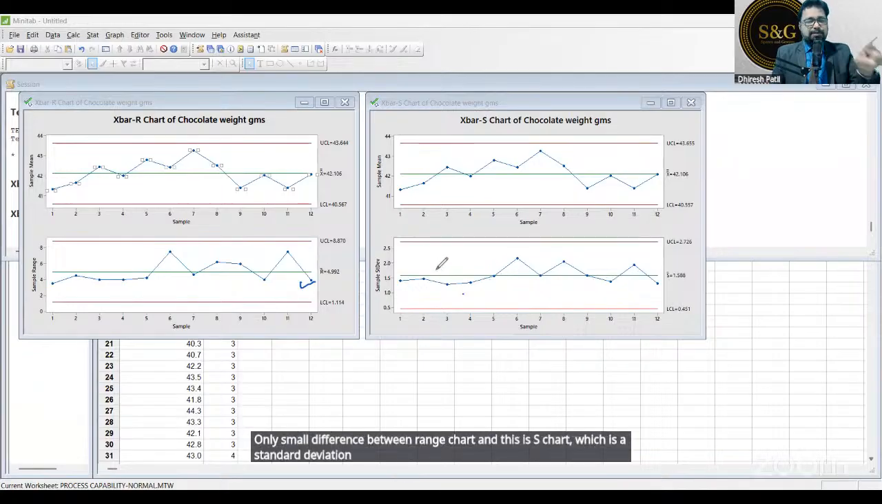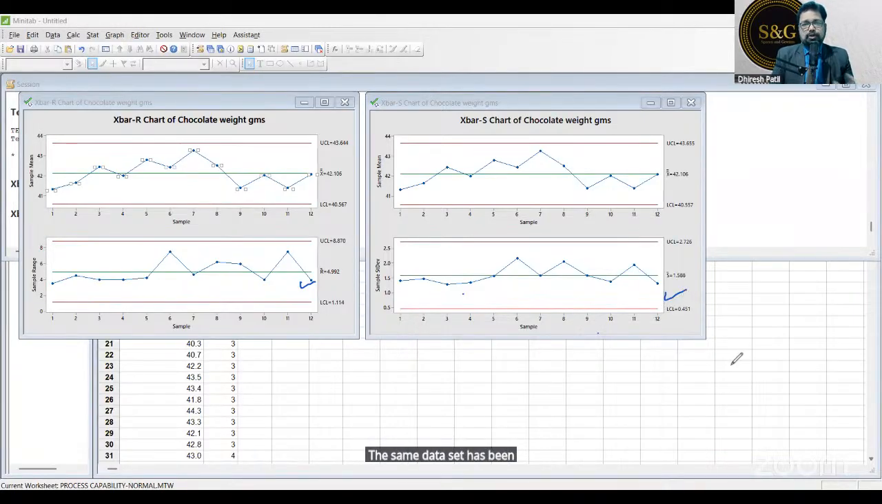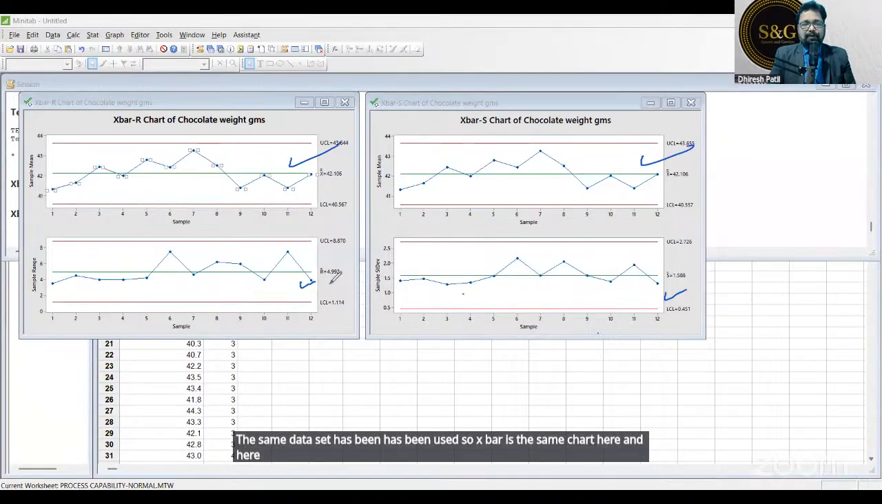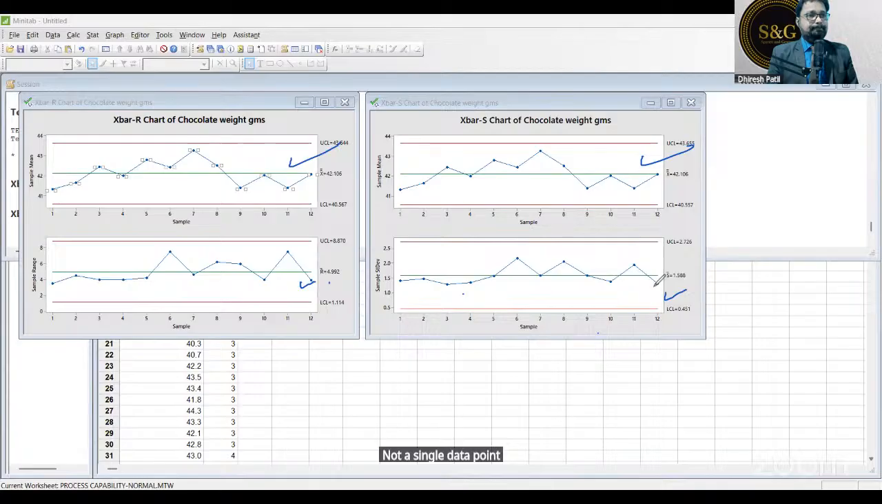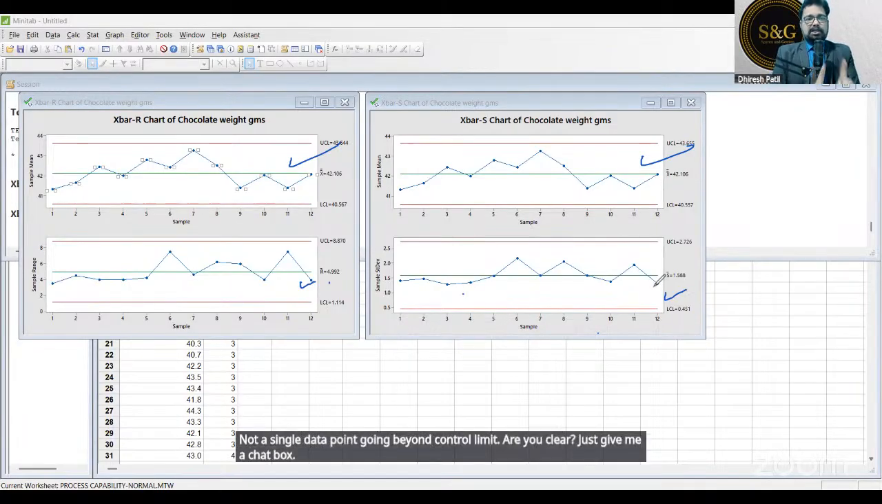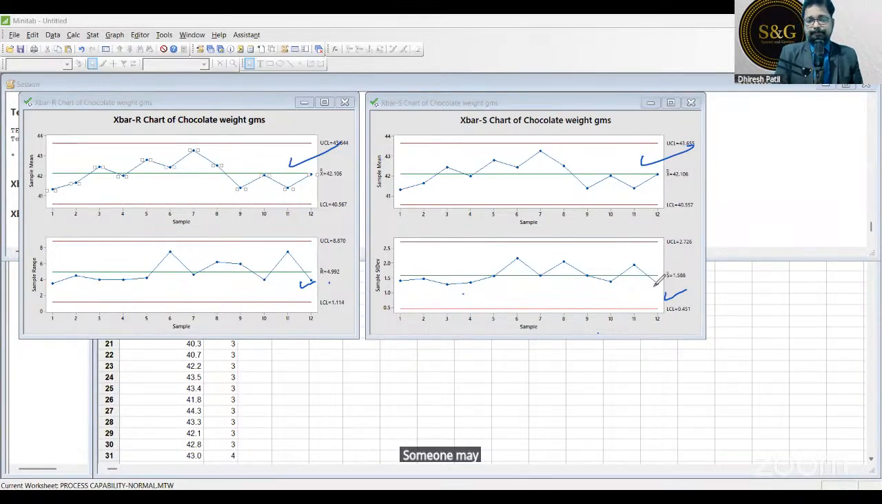X bar remains exactly the same. The same data set has been used. So X bar is the same chart here and here. Only some difference between the range as well as standard deviation calculation. But X bar S is also a stable chart here. Not a single data point going beyond control limit. Are you clear? Just give me yes in the chat box. Did you understand the X bar R and X bar S chart? Just give me yes. Very good.